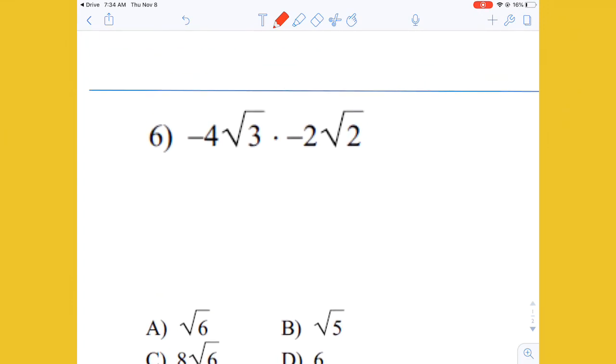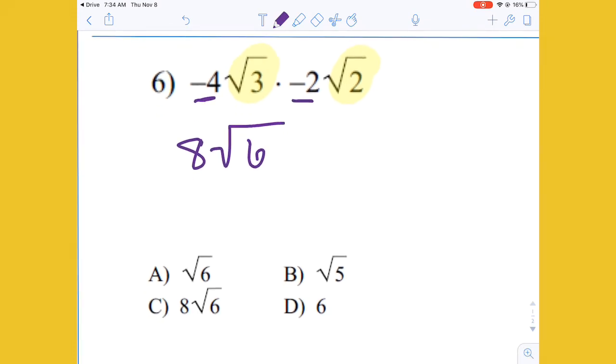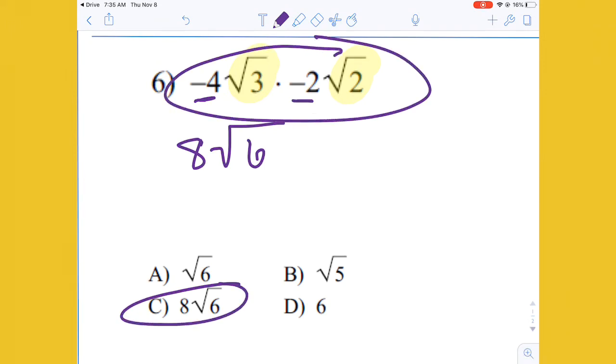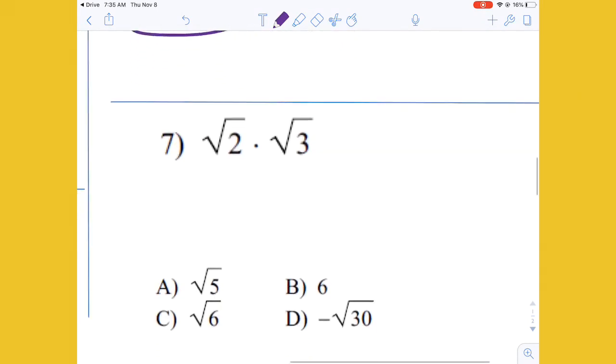6, let's multiply the outside numbers. Negative 4 times negative 2 is positive 8. And then multiply our radicals. 3 times 2 is 6. And you're done. You cannot simplify the square root of 6. And again, you could use your calculator. You could type in this problem, and these two answer choices, or these two pieces right there, will match up in the calculator.